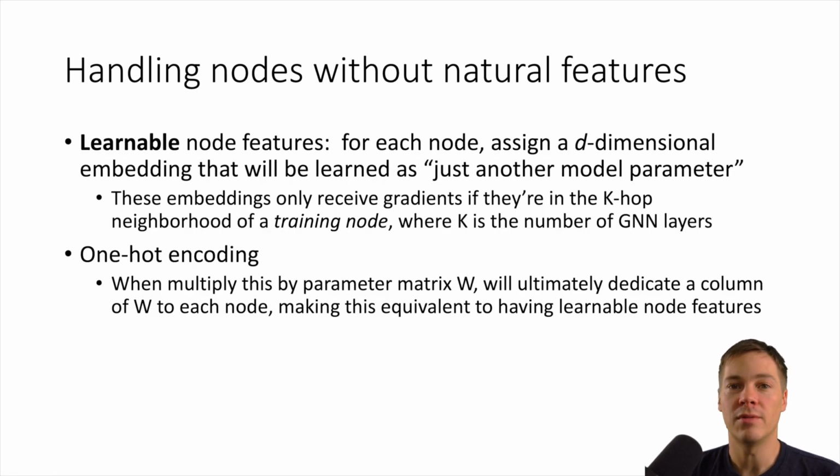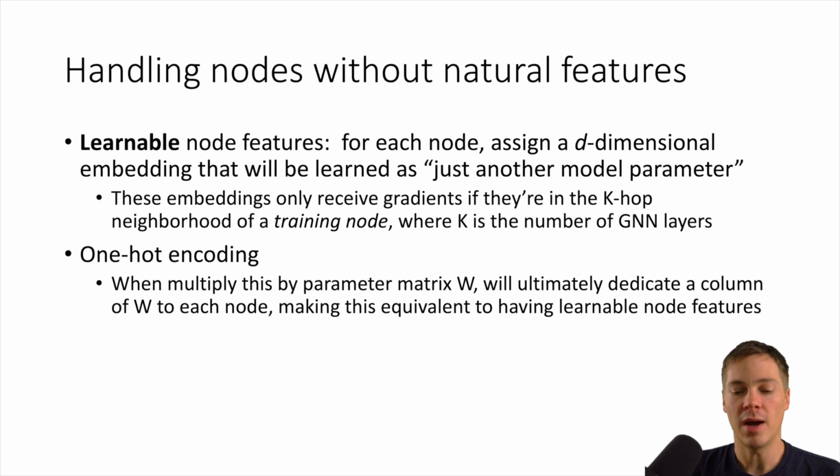Another thing you could do is have learnable node features. So maybe you randomly assign them, but then you make them learnable. And of course, you don't have to just choose one number. You could make this some d-dimensional vector. These will be learned just like any other parameter in the model, with backpropagation and gradient descent. However, the embeddings are only going to receive a gradient if they're in the k-hop neighborhood of a training node.